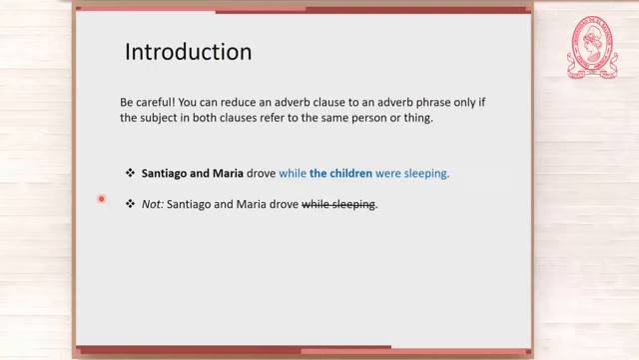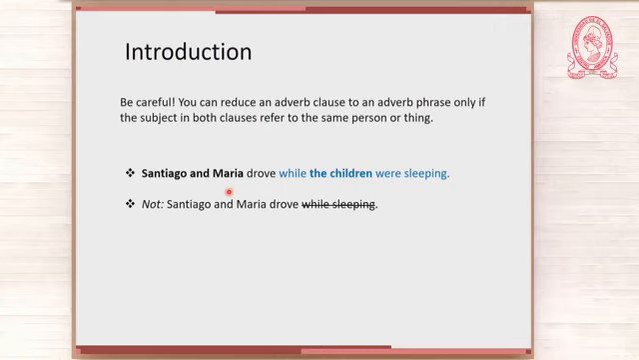Okay? Look at the example that we have here. Santiago and Maria drove while the children were sleeping. Where is the clause? Where is the adverb clause? It is here at the end. It starts with while, okay? What is the subject of the adverb clause? The children. What is the subject of the independent clause? It is Santiago and Maria, okay?